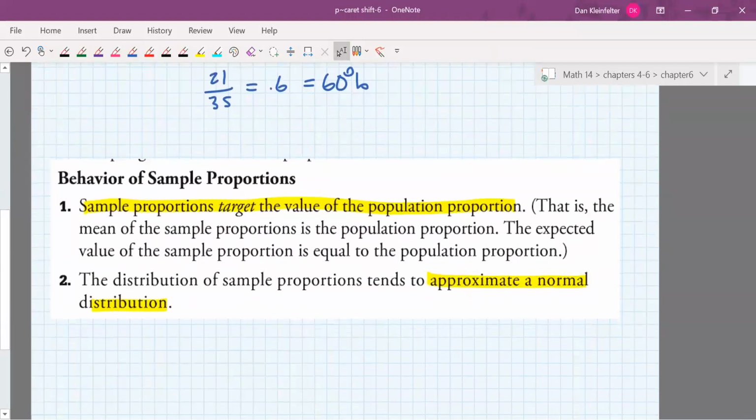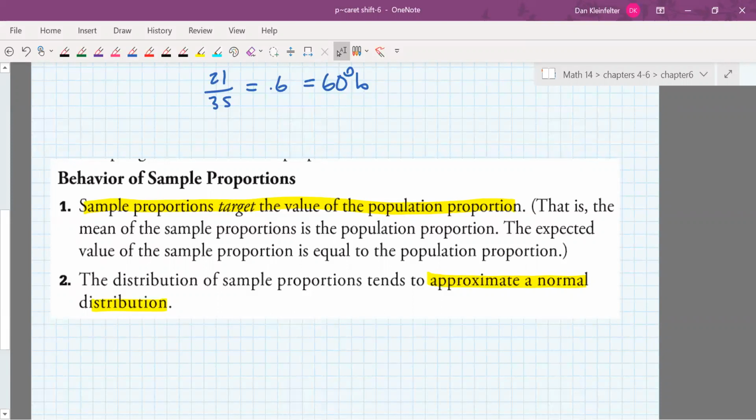For proportions, the sample proportions also target the value of the population proportion. That is, the mean of the sample proportions is the same as the population proportion. The distribution of sample proportions is approximately normal.